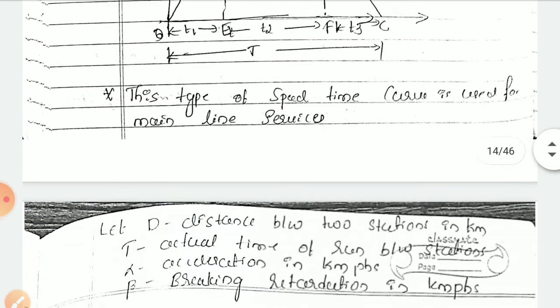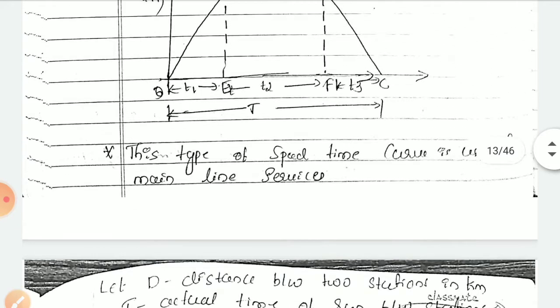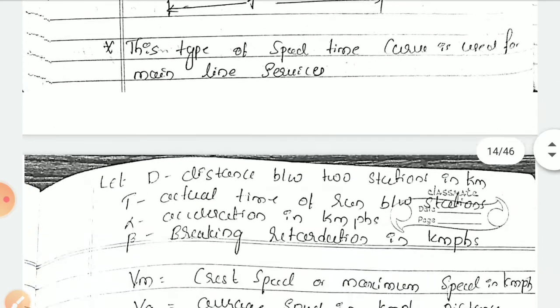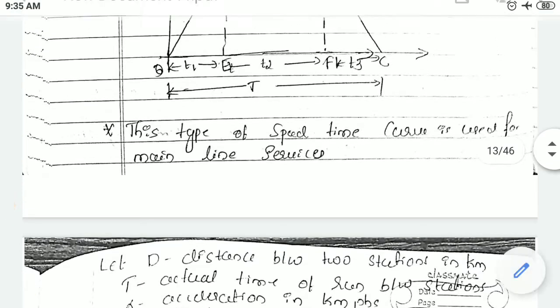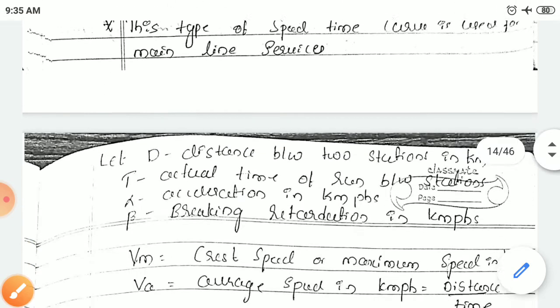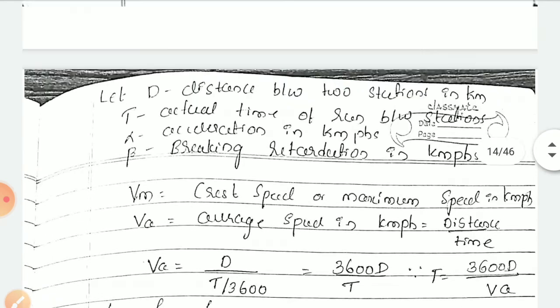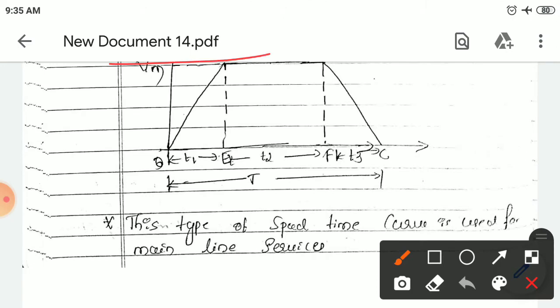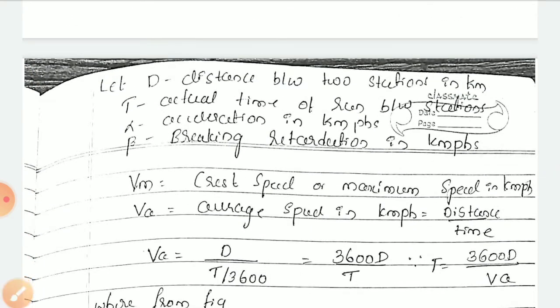Let us consider some of the quantities. D is the distance between the two stops, from A to B, in kilometers, and T is the actual time of run between the two stops. Alpha is the acceleration in kilometers per hour per second, and beta is the braking retardation in kilometers per hour per second. Vm is the crest speed or maximum speed, in kilometers per hour, and Va is the average speed in kilometers per hour.